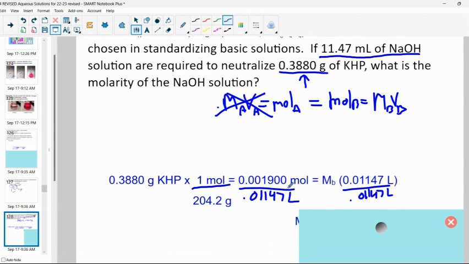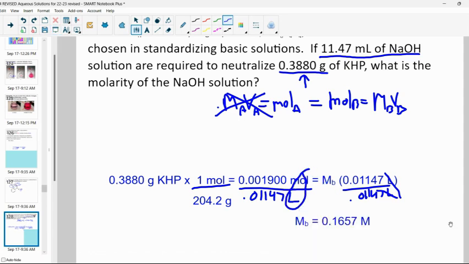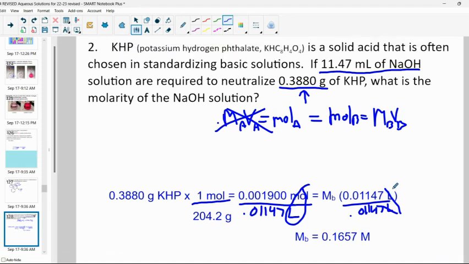And if we just think about units for a second, those units cancel out, and I'm left with moles per liter, which is our molarity. So I was able to calculate my molarity based on the moles of the acid. How did I get moles of acid? I just used grams to moles, a basic conversion of using the molar mass.